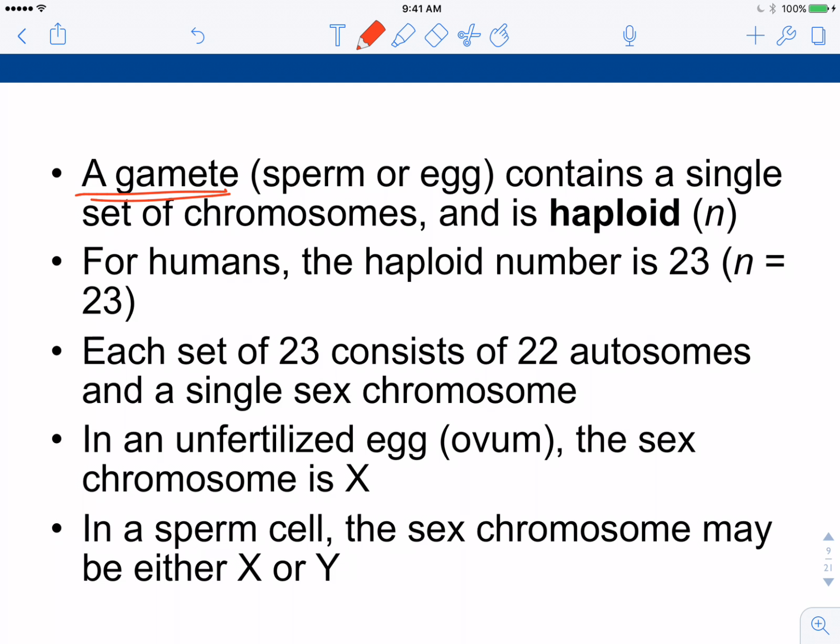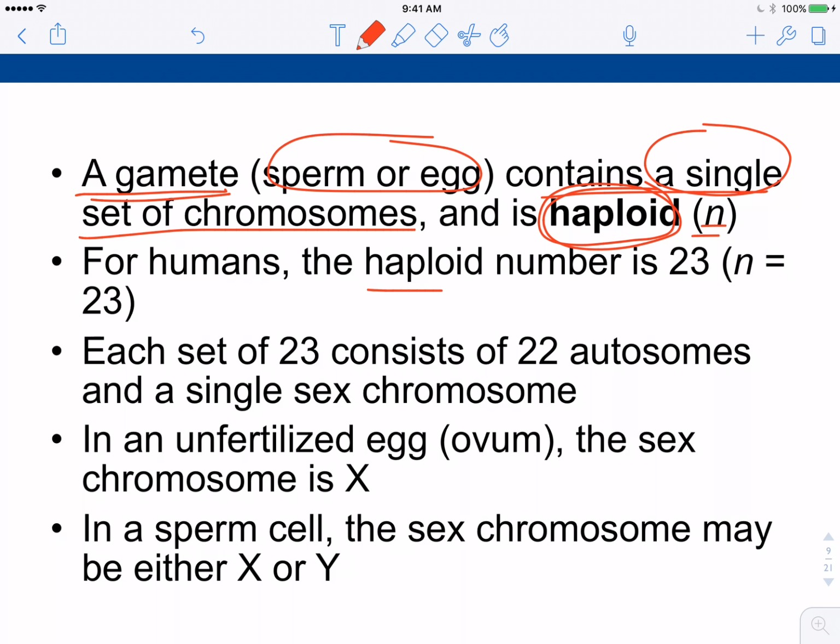Gametes are different from somatic cells, and the gametes are the sperm and the egg, because they contain only 1 set of chromosomes, and they are considered to be haploid, so they just have n number of chromosomes, so n is the haploid number. For humans, our haploid number is 23, n equals 23, and then if we go diploid, 2n equals 46.